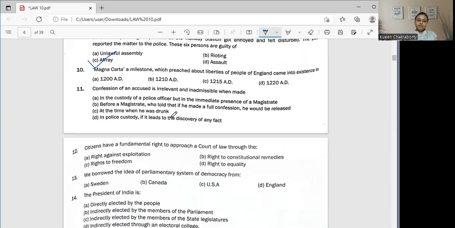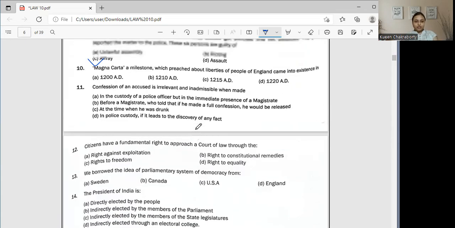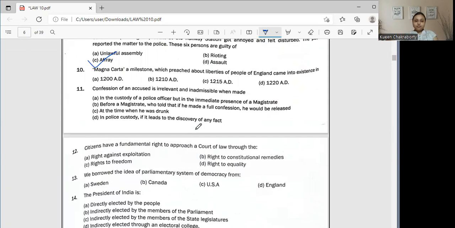Moving to question number 10, Magna Carta, very important part of your syllabus. What is Magna Carta? Magna Carta, a milestone which preached about liberties of people of England, came into existence in 1200 AD, 1210 AD, 1215 AD, 1220 AD. So the correct answer is, when did Magna Carta come into existence? It was 1215 AD.